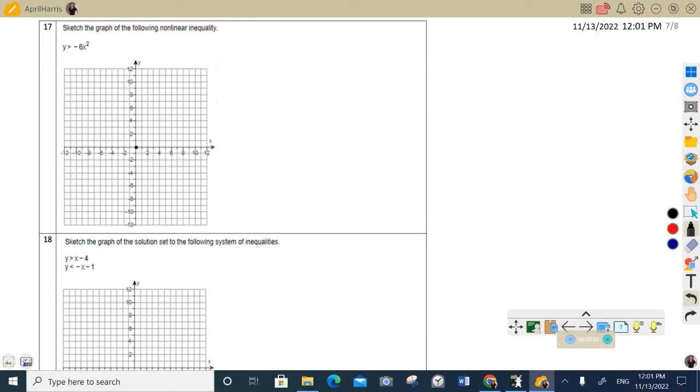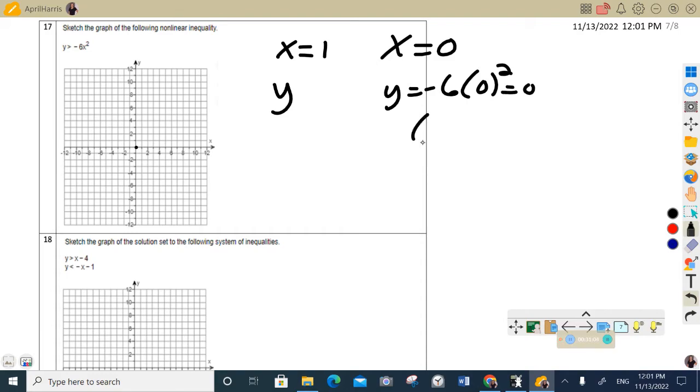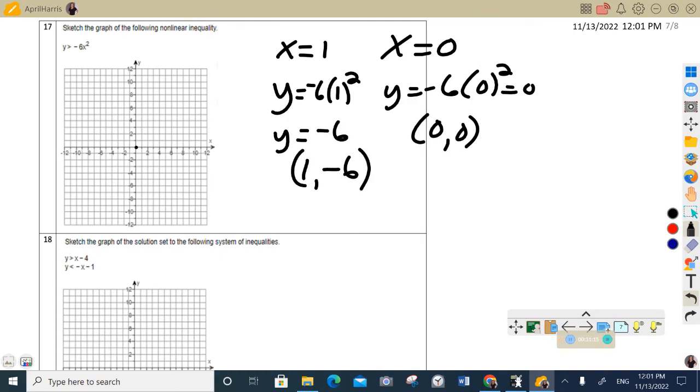Now, if you need another point, first of all, if you let x be 0, y is going to be negative 6 times 0 squared. So the point 0, 0 is on your curve. And then if you let x equal 1, that's going to be negative 6 times 1 squared. 1 squared is 1 times negative 6 is negative 6. So 1, negative 6 is a point on your parabola. And then the graphing tool will graph the rest for you. You just need 2 points, I believe.